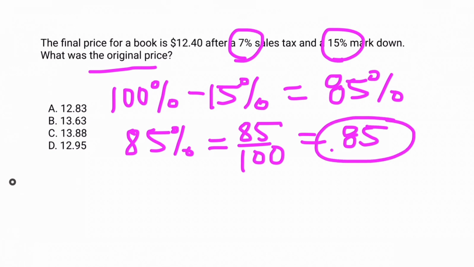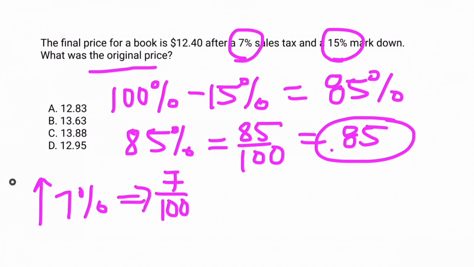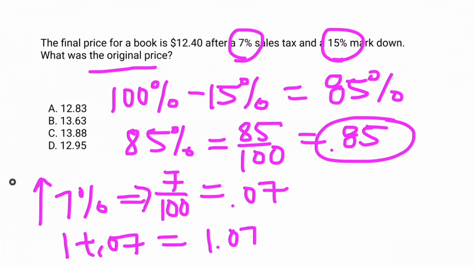The other item that you need to calculate is the sales tax. So remember, the sales tax is an increase. So first convert the 7% into a form you can use on your calculator. So that's going to be 7 over 100, which just equals 0.07. And then remember to add it to 1. So we have 0.07 plus 1, which is equal to 1.07. So these are the two numbers you'll be using in your calculations.